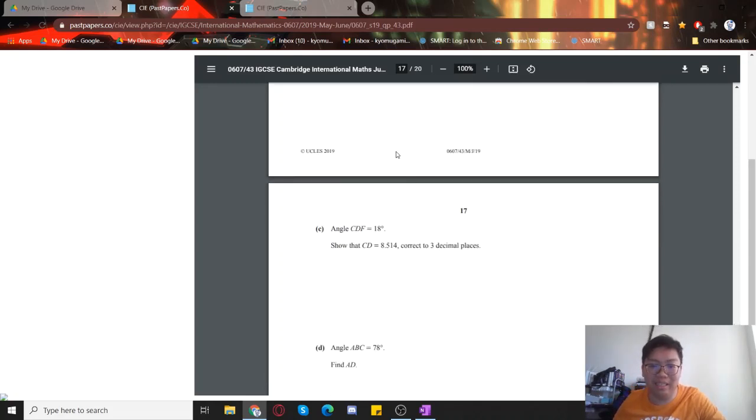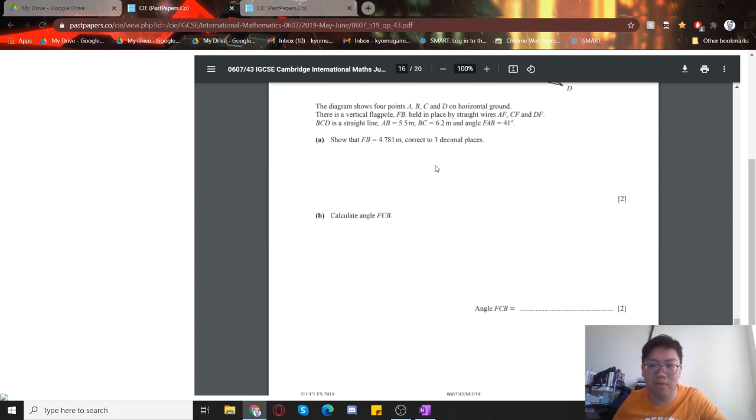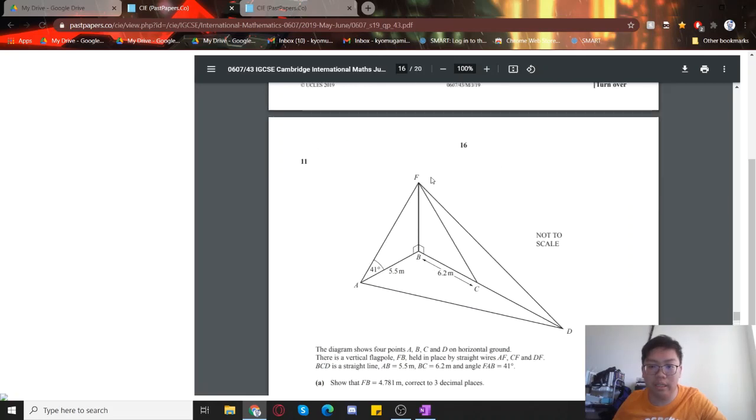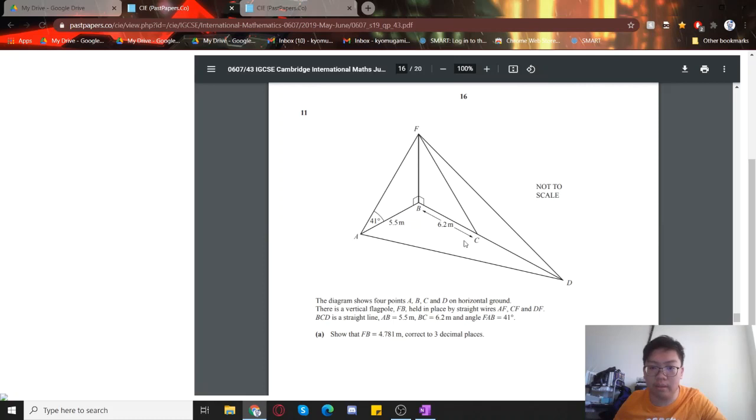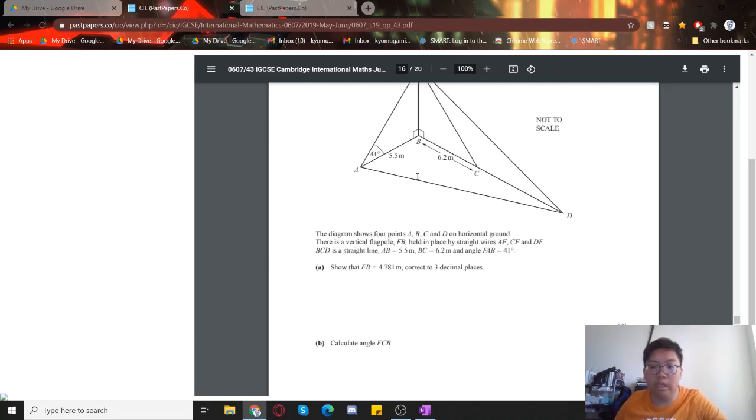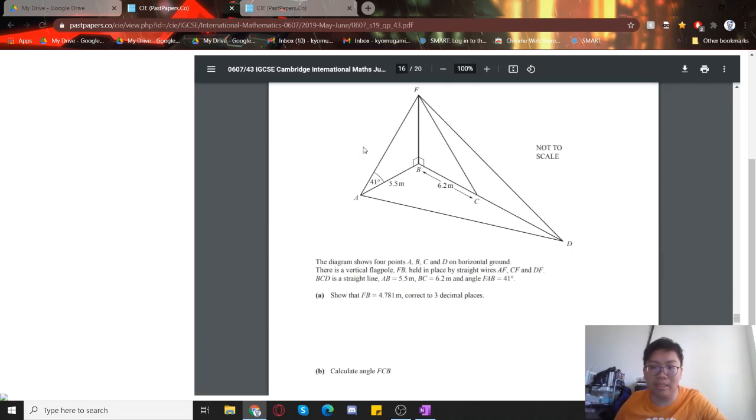CDF equals 18. Show that CD is equal to 8.514. Which angle is 18? CDF. Okay, I can see which one they mean. That's an interesting way of putting it.